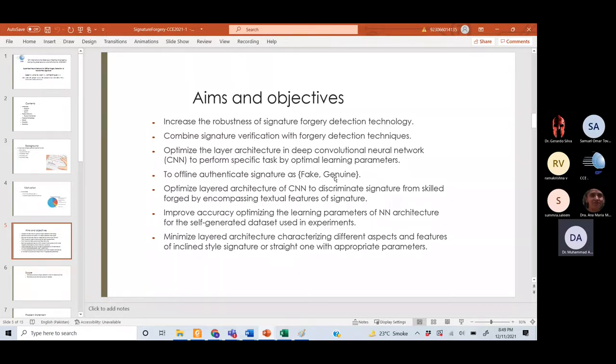The second objective is to combine signature verification with forgery detection techniques, and the next is to optimize the layer architecture in the deep convolutional network to perform specific tasks by optimal learning parameters. Also, to authenticate signatures offline, especially when the system is not available, the proposed work will help to detect forged signatures. Likewise, the optimized layer architecture is also a main objective of our work, to improve the accuracy, optimize the learning performance of our neural network architectures, and minimize the layer architecture.